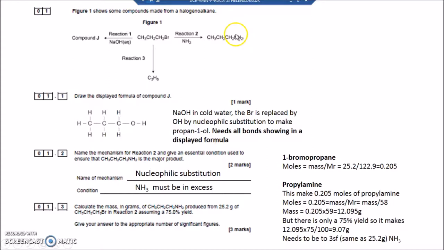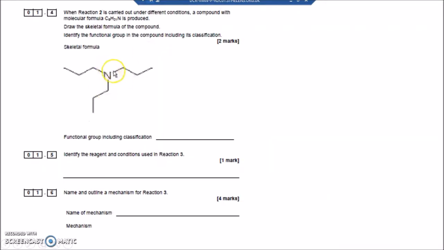Now this has got a lone pair of electrons on the N. The N can react again and replace the Br three times over. So it can create an N with three propyl groups on it, three CH3, CH2, CH2s. So it keeps replacing the Br once, twice, three times over. So what you actually make is an N with 1, 2, 3, with a CH2, CH2, CH3, CH2, CH2, CH3, CH2, CH2, CH3. And it's asking for the skeletal formula, so you need to draw it in this way.